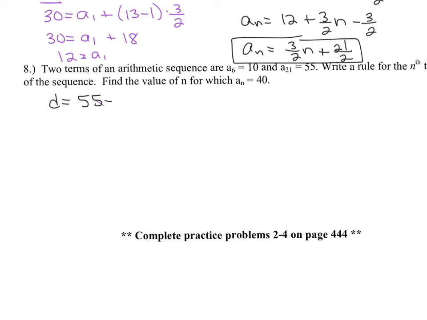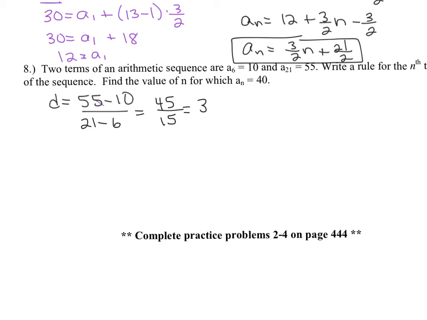That's the same thing as your y values when you find your slope. So 55 minus 10. And then my input values are going to be my x values in the slope, which is 21 and 6. So I'm going to subtract those. So you get 45 divided by 15. So our common difference in this problem happens to be 3. So now we're exactly at the same spot where we were in number 7.